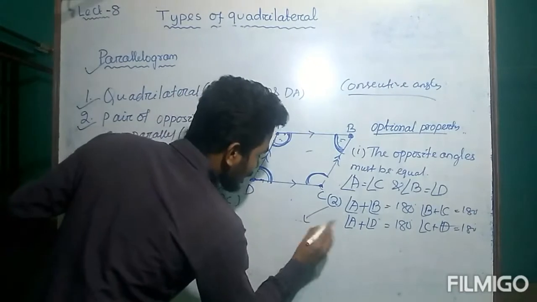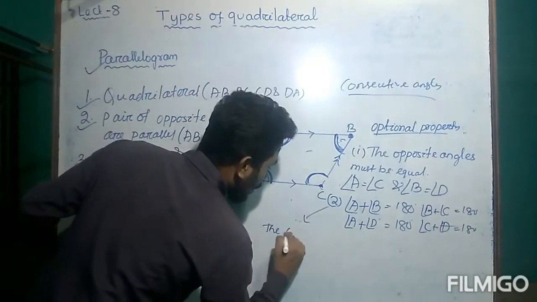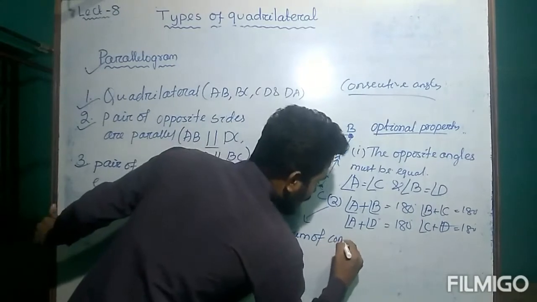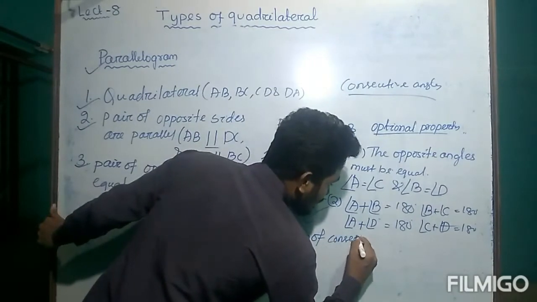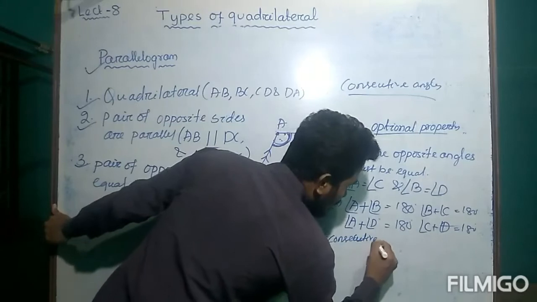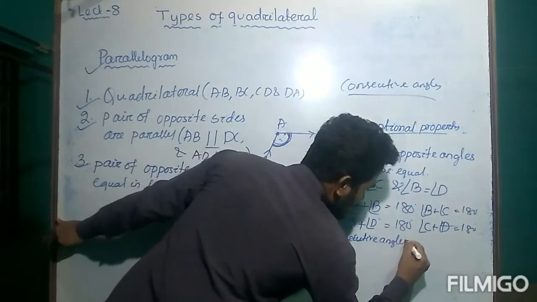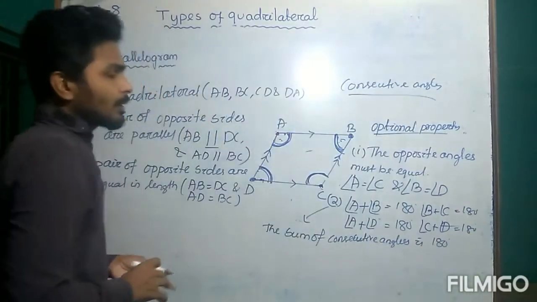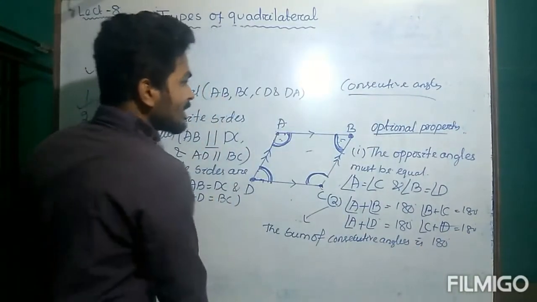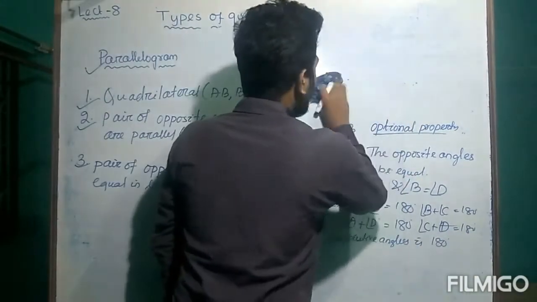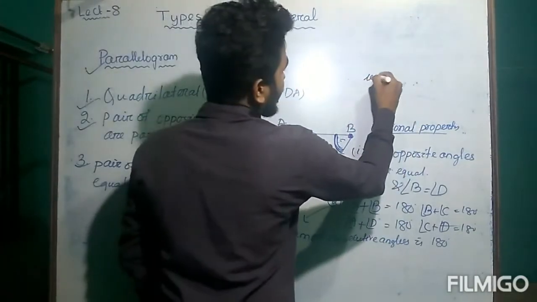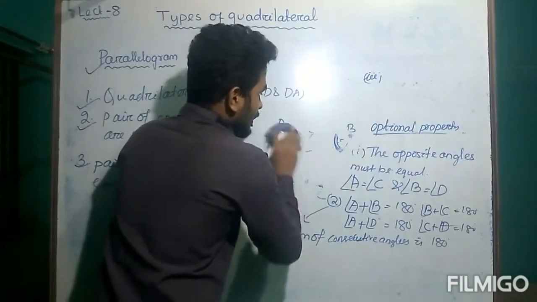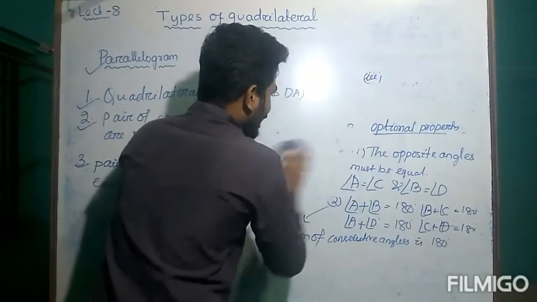So write this: the sum of consecutive angles is 180 degree. Understood? Next property is property number 3. Okay, this is the most important property. So let us draw it clearly.